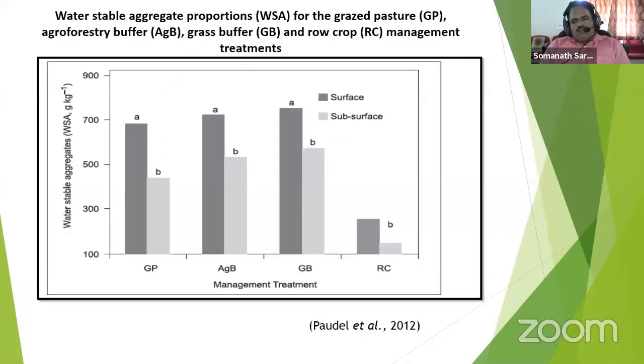According to Powdell and his co-workers in 2012, it was reported that in subsurface soil and surface soil, agroforestry buffers and grazed pastures have water stable aggregates which improve the water holding capacity and improve the soil health. In grass buffers and agroforestry buffers, they bind the soil particles there and improve the soil health.